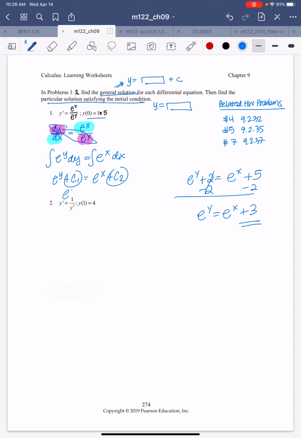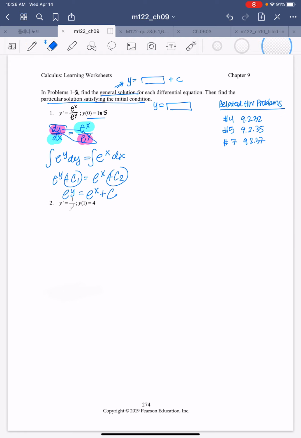So I have e to the y is equal to e to the x, and then I'll just use capital C with no subscript. So I didn't cancel out C1, C2. I just combined them into one big constant. Okay. All right. So we need to solve for y because we need to find the general solution. So we need to keep going.